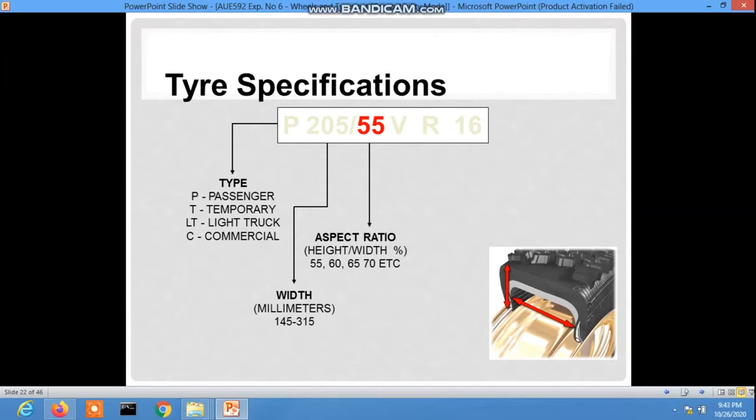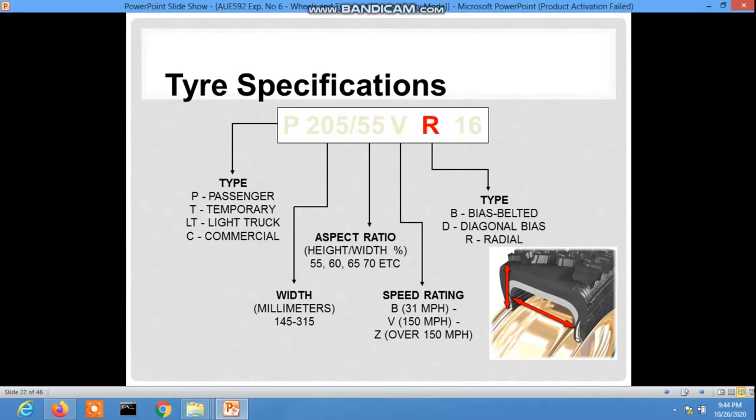Now this is V for speed rating, there are some ratings from speed rating. V stands for 150 miles per hour, B for 31 miles per hour, and Z overall 150 miles per hour, over 150 miles. Now R is the type of tire, that is whether it is a bias tire or a radial tire. So for the tire types, R means radial, B is bias belted, D is diagonal bias.